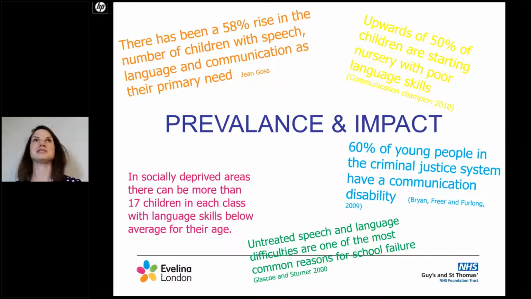So I guess the point of this slide is, if you're worried about a young person's speech and language development, don't just wait and see. Refer on if you think that they need the help, and we're going to talk about when to refer and how to refer later on.